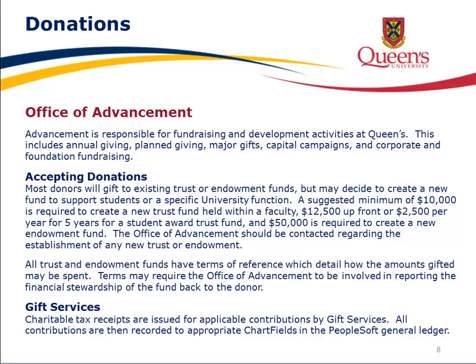All trust and endowment funds have terms of reference which detail how the amounts gifted may be spent. Terms may require the Office of Advancement to be involved in reporting the financial stewardship of the fund back to the donor. Gift services. Charitable tax receipts are issued for applicable contributions by gift services. All contributions are then recorded to appropriate chart fields in the PeopleSoft General Ledger.